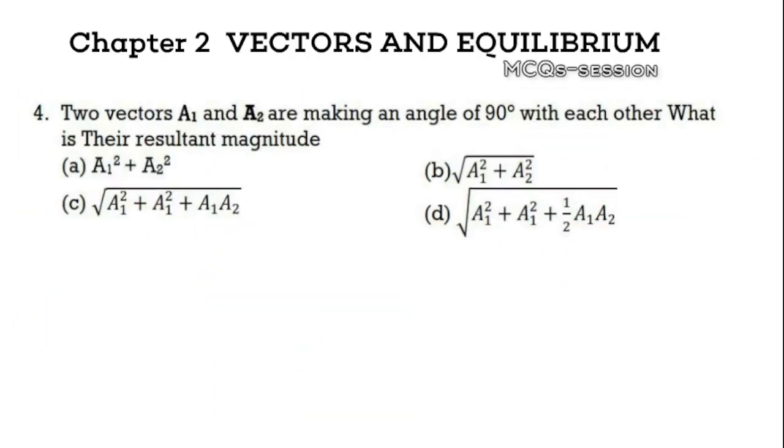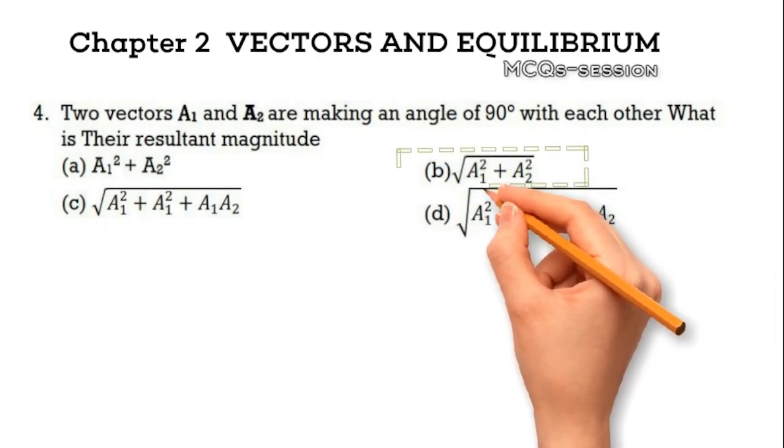Question 4. Two vectors, A1 and A2, make an angle of 90 degrees with each other. What is the magnitude of their resultant? Options: A. The sum of A1 squared and A2 squared, B. The square root of the sum of A1 squared and A2 squared, C. The square root of A1 squared plus A1 squared plus the product of A1 and A2, D. The square root of A1 squared plus A1 squared plus 1/2 the product of A1 and A2. Pause the video to figure out the answer.